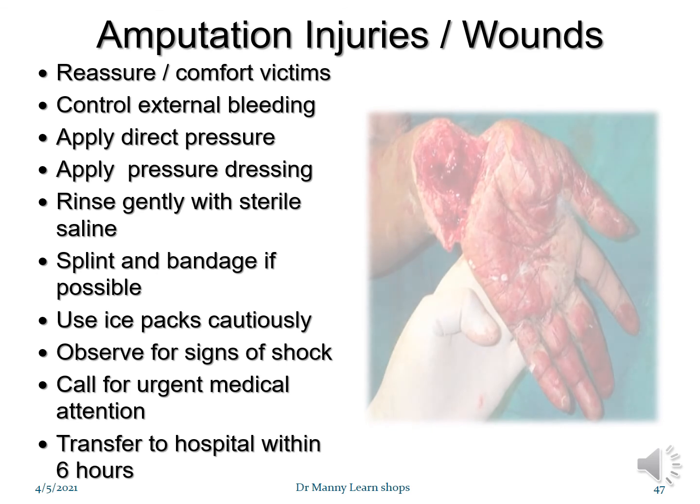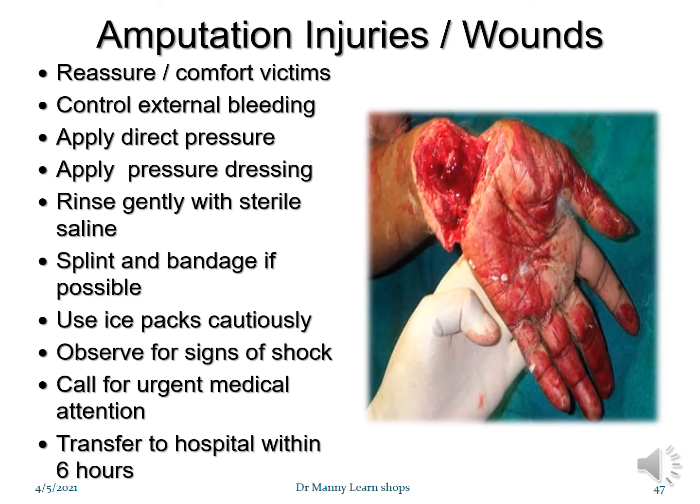If you have amputation injuries or wounds, again, really, you're going to have to reassure the victim. Control any external bleeding, apply direct pressure, a pressure dressing. Not necessary, but possible. If you want to clean the area to get a good view of it, you can rinse it gently with sterile saline. Splint and bandage if possible. Use ice packs cautiously because ice is cold and it can damage the tissue further. Observe for signs of shock. Most importantly, again, call for urgent medical attention.